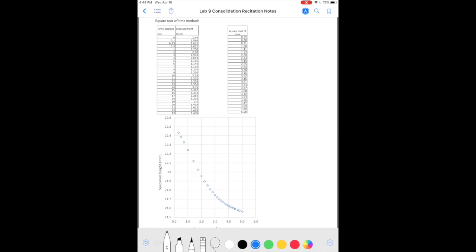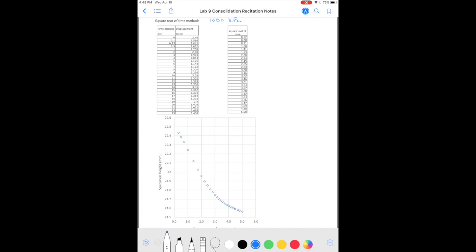So here is an example. In your data sheet, I took the data from 1000 kPa. So this is what I was talking about. As soon as the load of 1000 kPa or the stress of 1000 kPa was applied, you start making measurements at 0 minutes, 0.1 minutes, 0.25 minutes, 0.5 minutes, and so on.